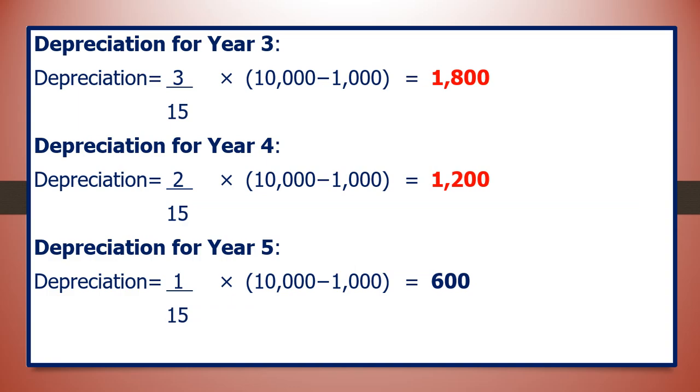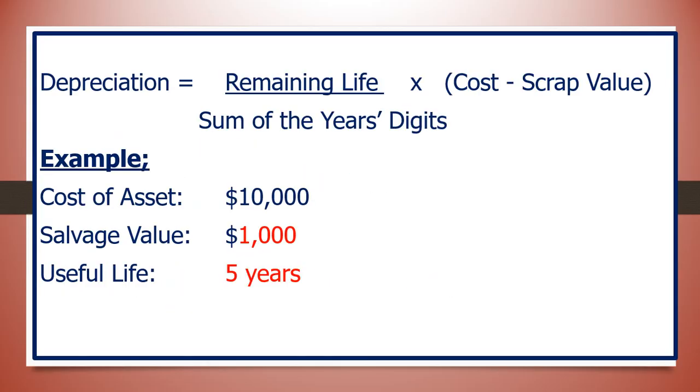So now that is at the end of the useful life. Let us prove ourselves. If we take the cost of the asset at 10,000, we less accumulated depreciation of 9,000. We get salvage as 1,000. The answer is yes. Therefore, that is how we compute depreciation using the sum of years digit method.